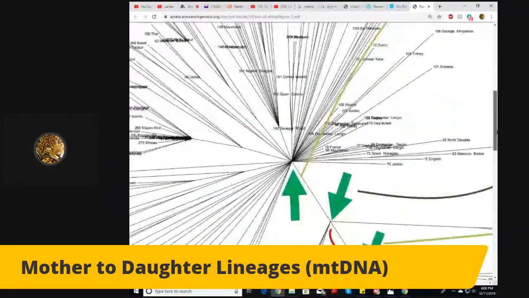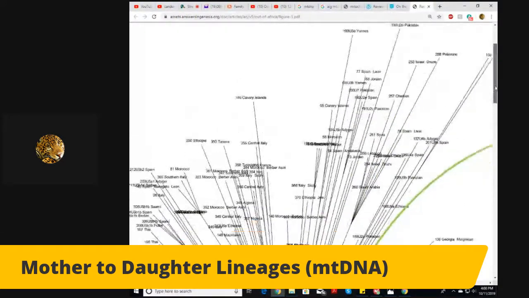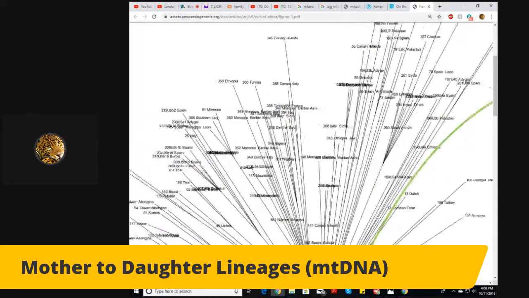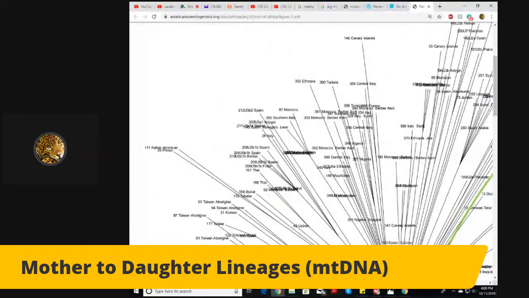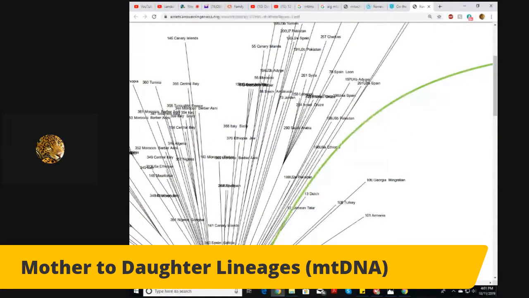So we get an idea, because I was wondering why not everybody was represented in this graph here, this chart, or this map, because you have basically North Africans and maybe Italy and Spain represented here. You got Native American, Taiwan Aborigines, Spain, Morocco, Ethiopia, Tunisia, Central Italy, Canary Islands, Pakistan, Dutch. Of course, the Dutch one is short. Israel, Druze, Jordan, Sicily, Ethiopia, Jew.